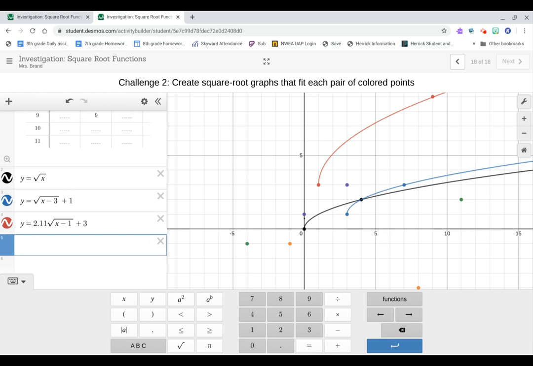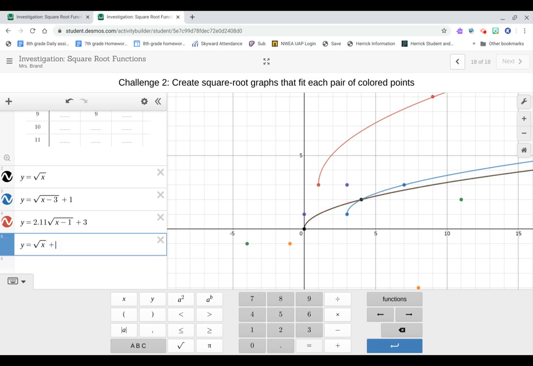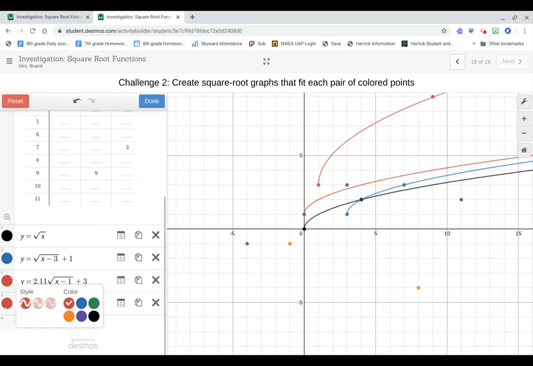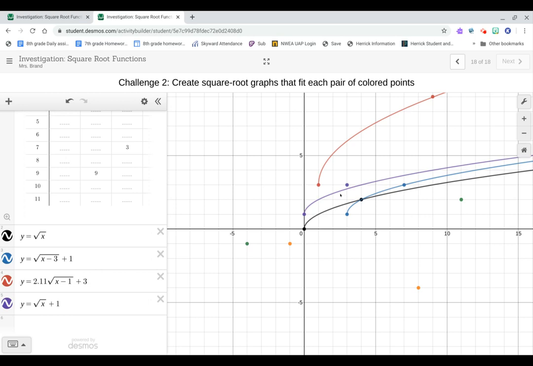So for purple, it's still going up. So let's do y equals the square root of x. And we start off by adding 1. Okay, great. Let's change the color to purple. All right, and if I look at this, this is the original parent function shape. This point is above it, so we are going to vertically stretch it.